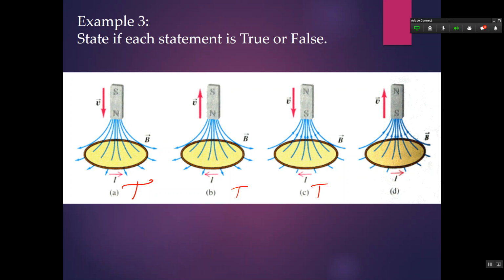Okay, and is this correct? Yeah, absolutely. All true. All right.